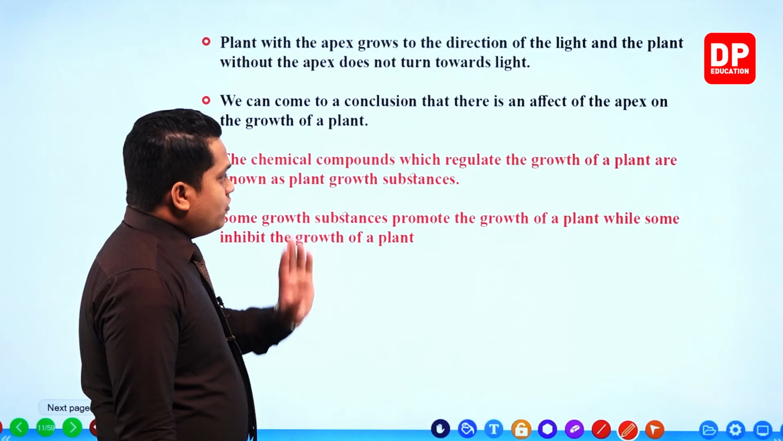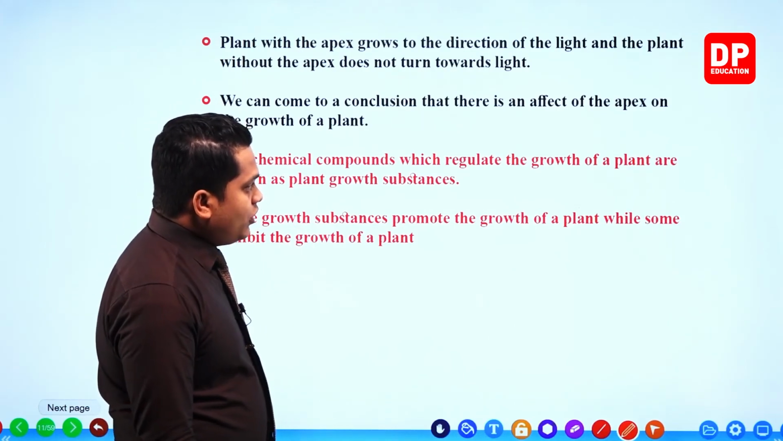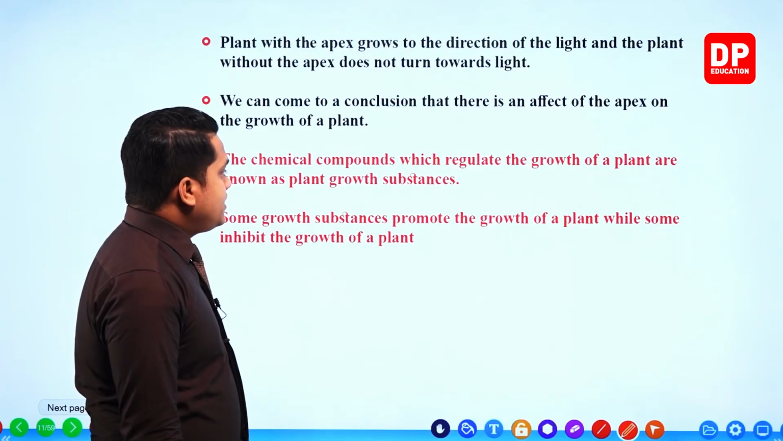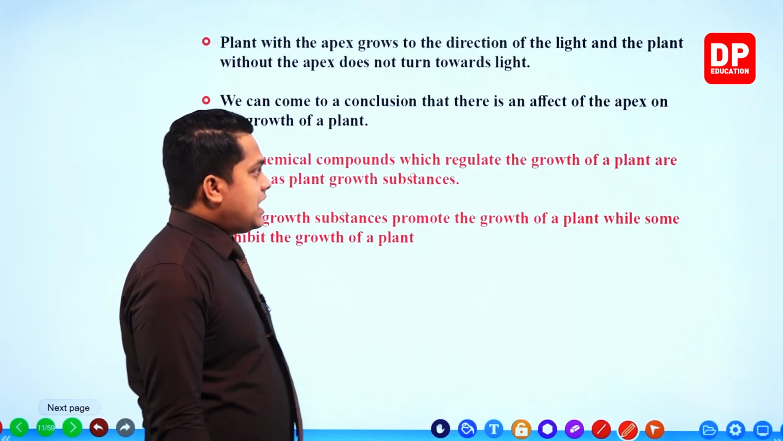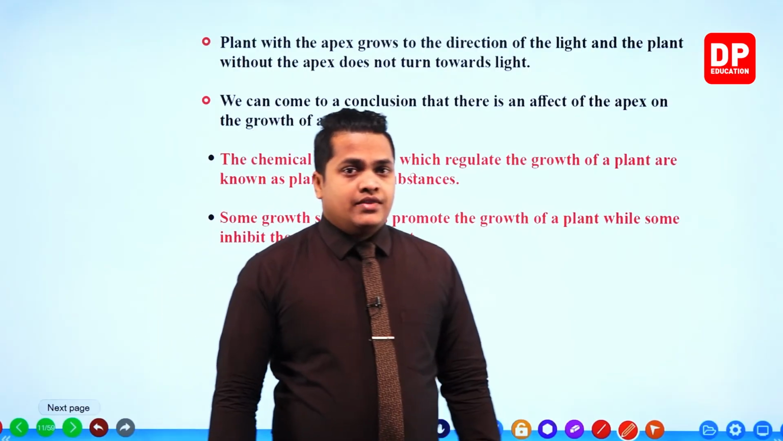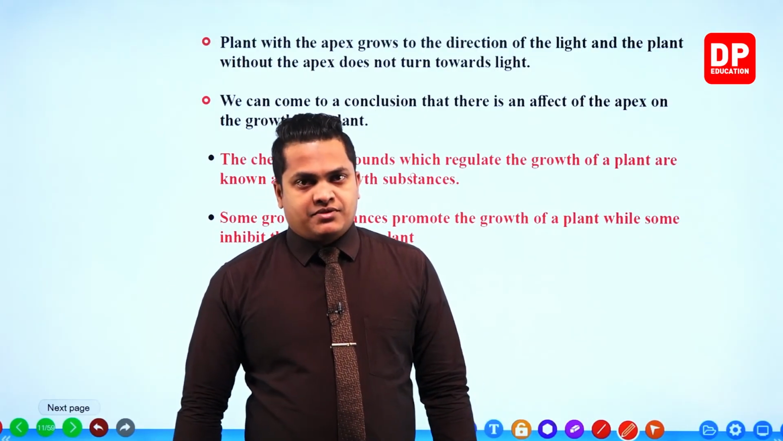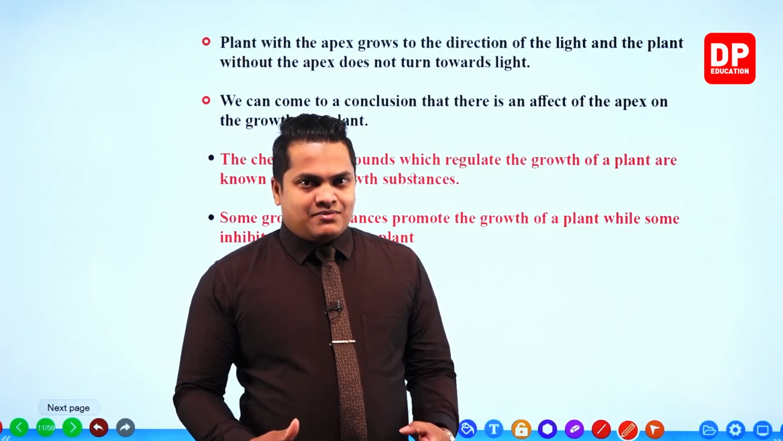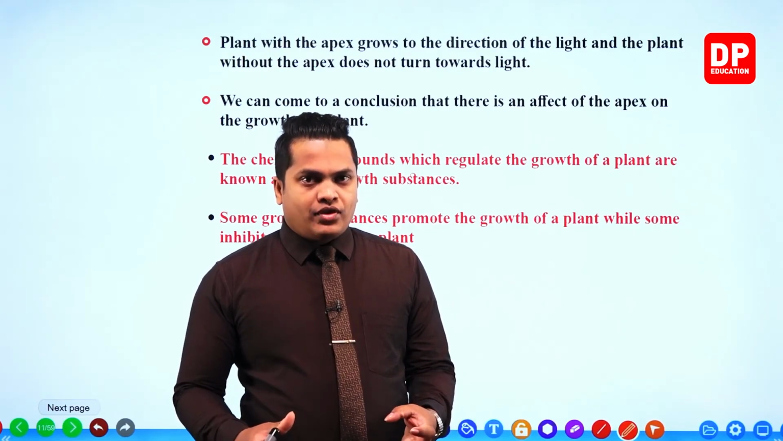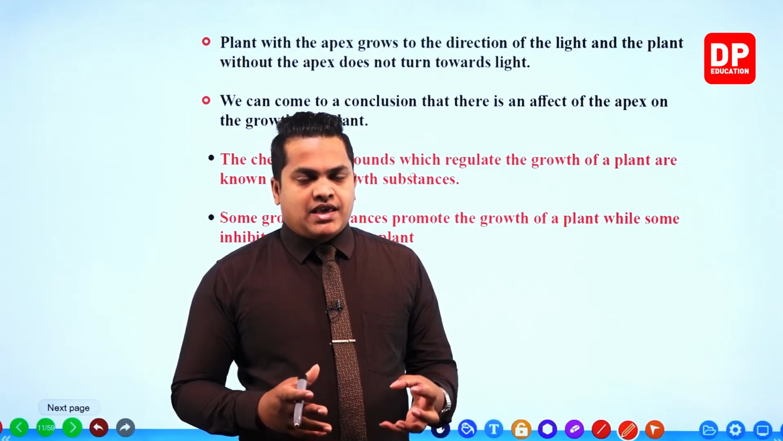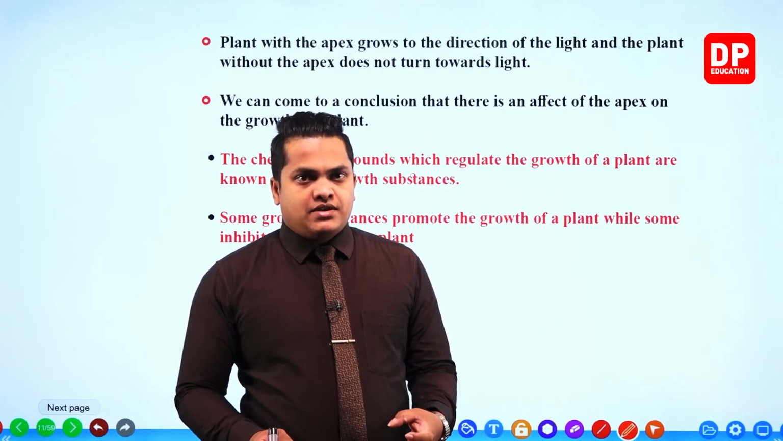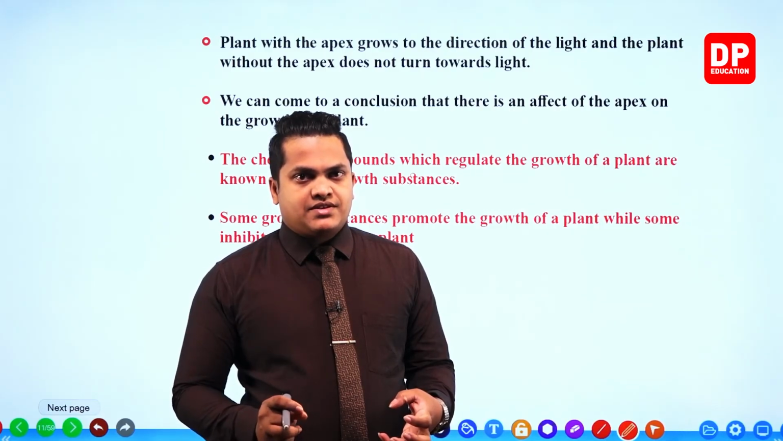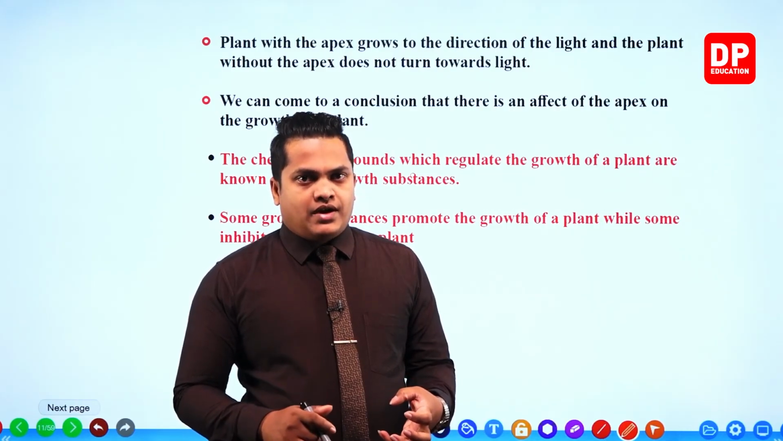The chemical compounds which regulate the growth of a plant are known as plant growth substances. Now we come to the definition of plant growth substances. A plant growth substance is a chemical substance that helps the growth of a plant.